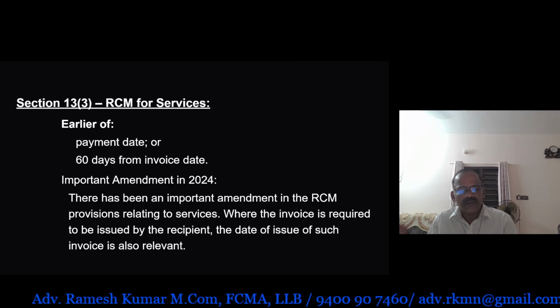An example, suppose the supplier issues an invoice on, say, 1st August, and the payment was made on 20th August. Now the 60-day period would expire later. Since the payment was made on 20th August, this would be the earlier relevant date. Therefore, time of supply would be 20th August.